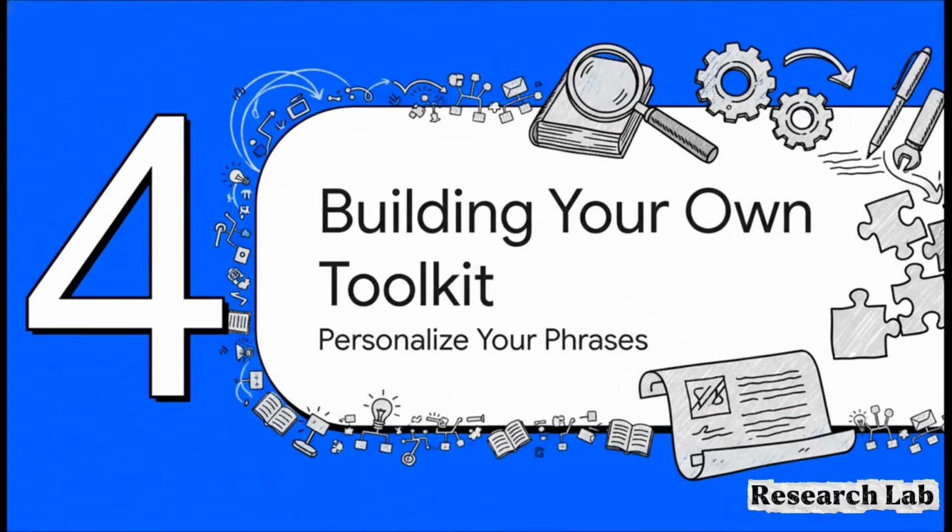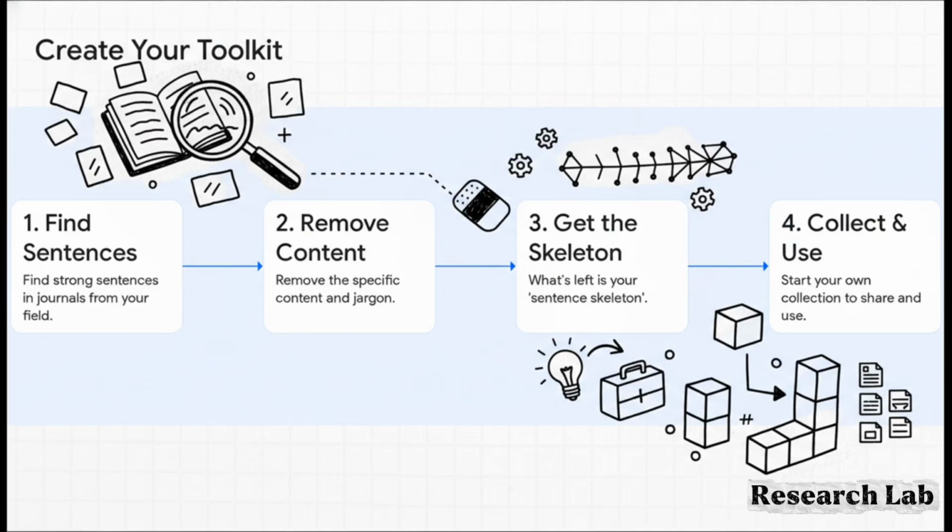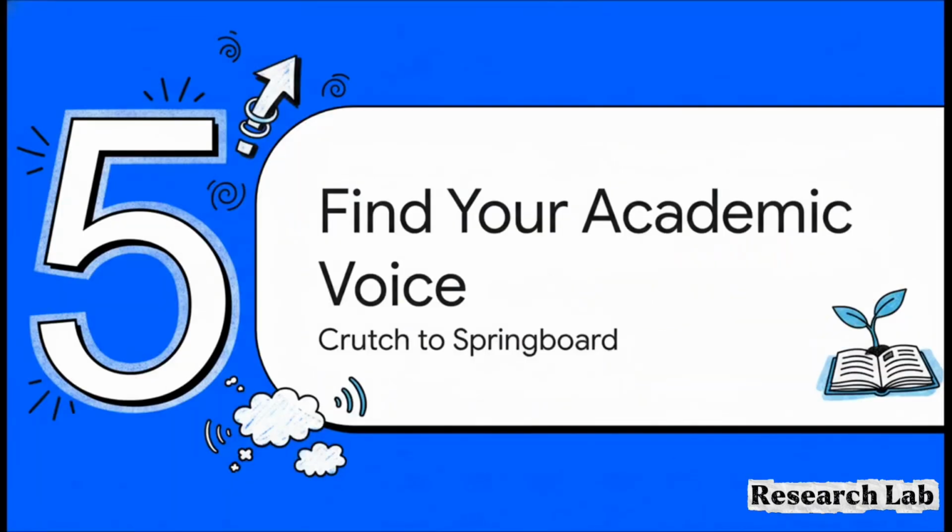Now, the examples we just went over are a fantastic start. But the real power comes when you start building your own personalized toolkit, one that's tailored specifically for your own field of study. And the process is so simple. As you're reading articles and journals, just keep an eye out for sentences that are super clear and well-structured. Copy them down, strip out all the specific content, and save that skeleton. Over time, you'll build this amazing personal library of phrases that will make starting any new writing project so much easier.